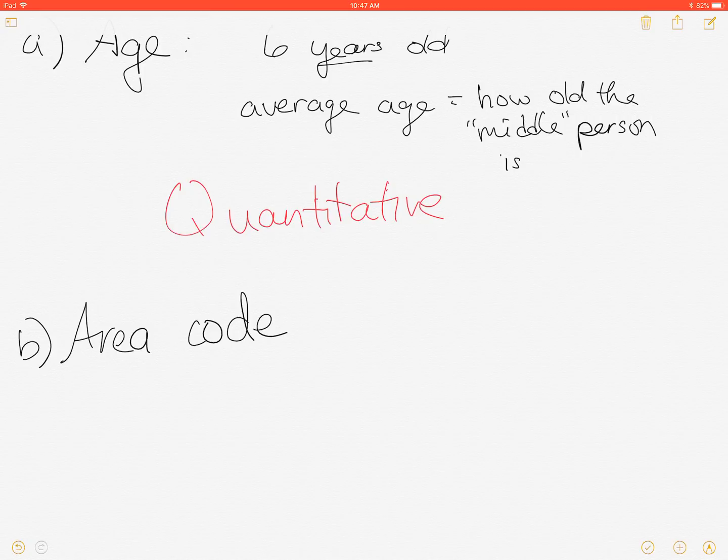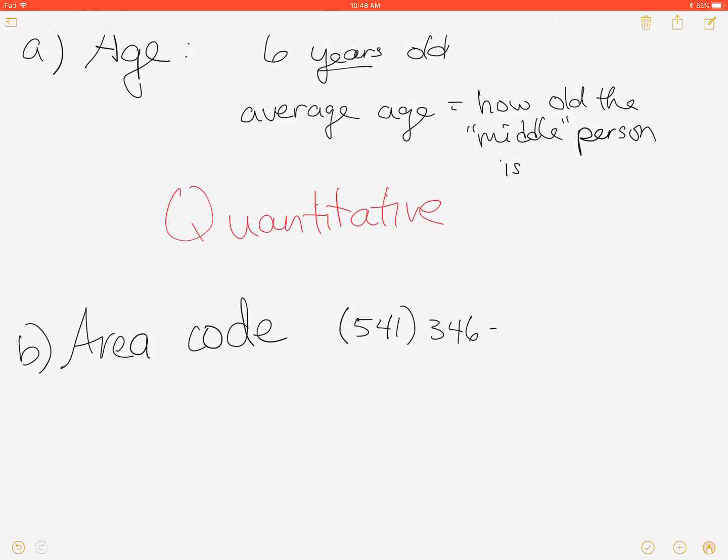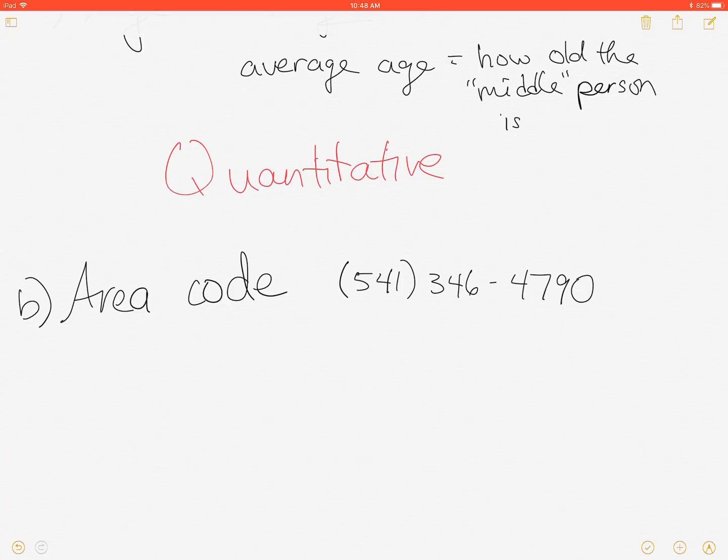Now our next one is area code. Remember, area codes are those 3 numbers, not that it matters, that go in front of a phone number, at least in America. This is our area code. Now let's think about it. It is a number, but does it have units? 541 what? 541 telephones? 541 feet? So far as I know, it doesn't have any units. That's a hint that it's not going to be quantitative.